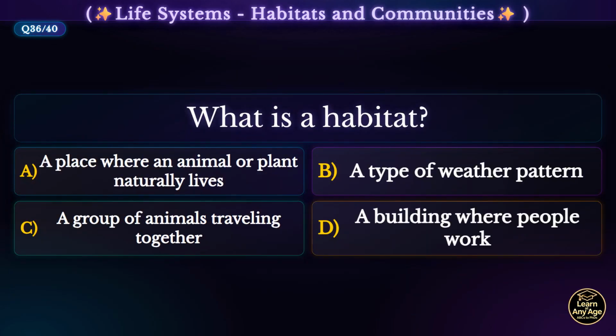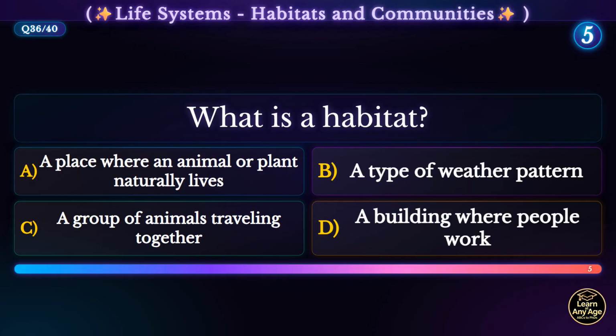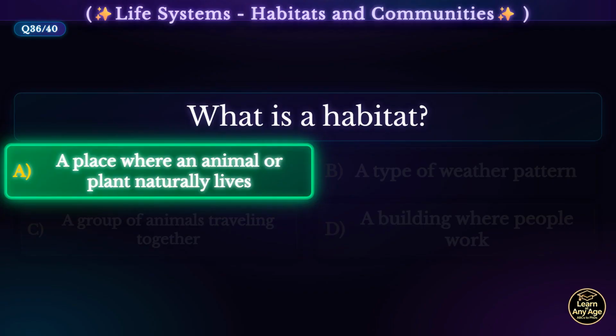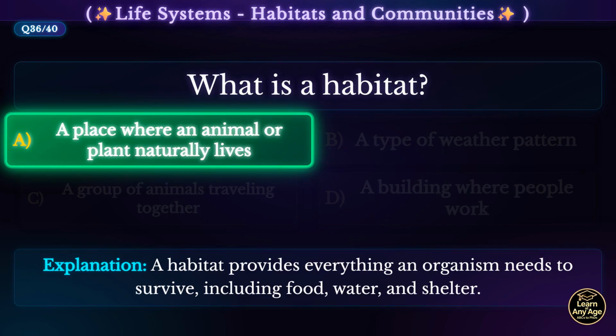What is a habitat? A place where an animal or plant naturally lives. A type of weather pattern. A group of animals traveling together. A building where people work. A place where an animal or plant naturally lives. A habitat provides everything an organism needs to survive, including food, water, and shelter.